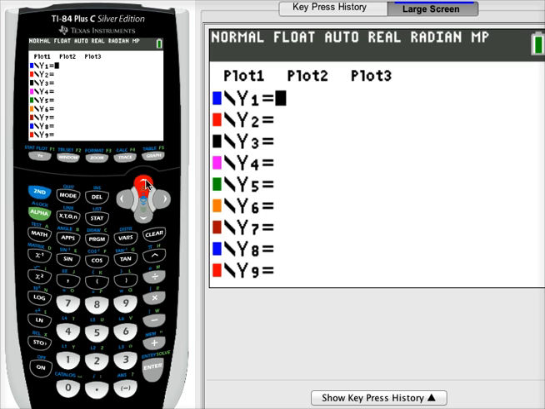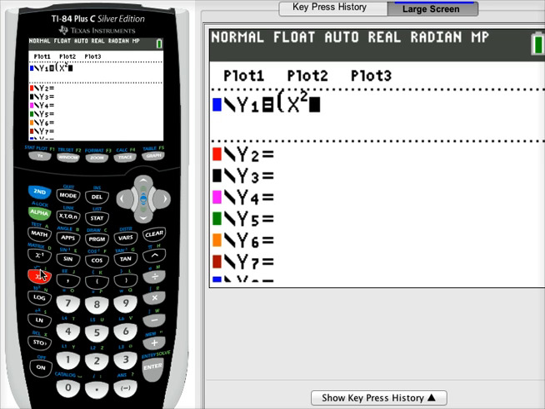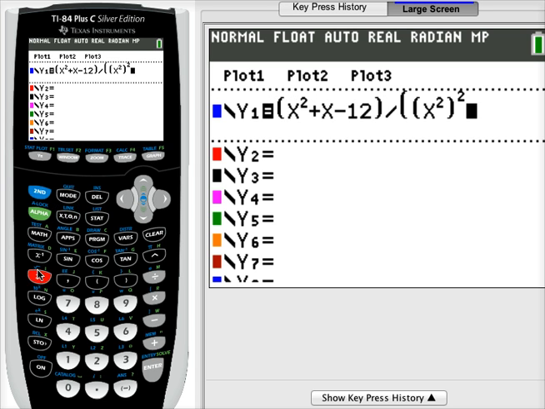All right, now when you're typing these into the calculator, it is of extreme importance that you use parentheses around the numerator. So x squared plus x minus 12. Use parentheses around the numerator and parentheses around the denominator.